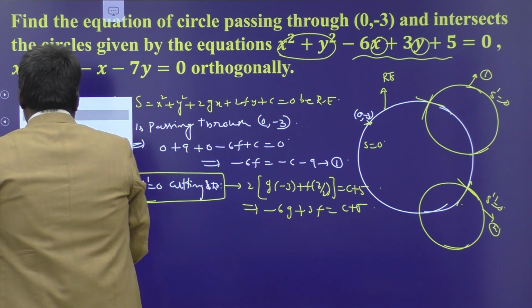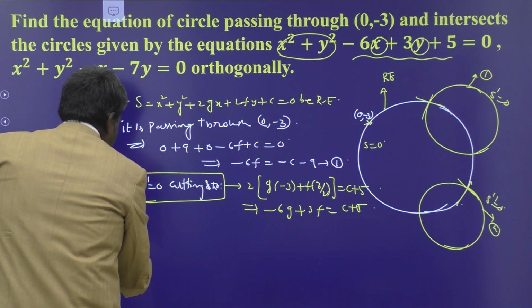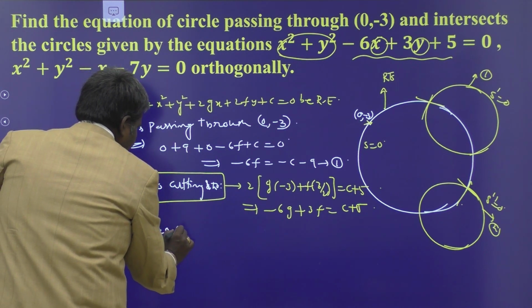Again, S is equal to 0, S double dash equal to 0 cutting orthogonally.